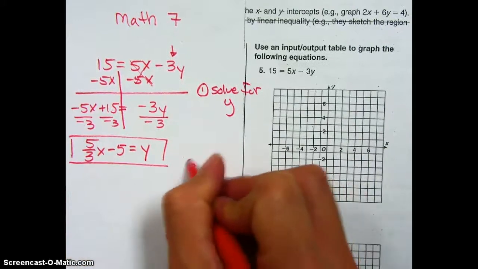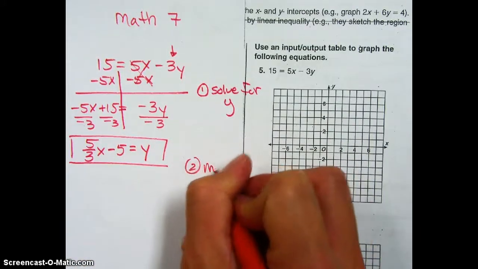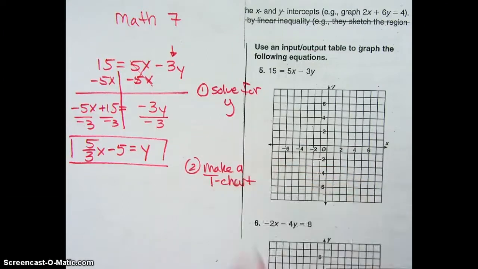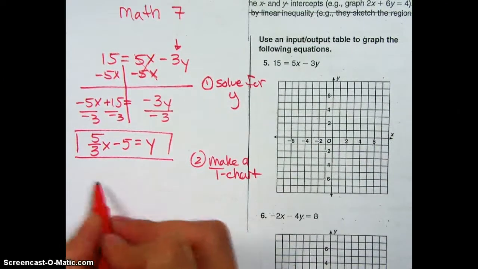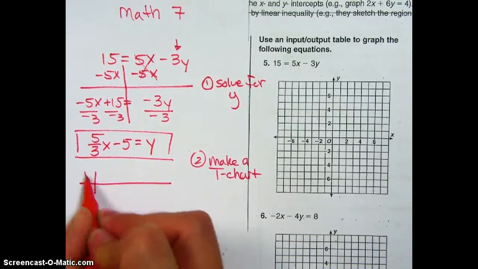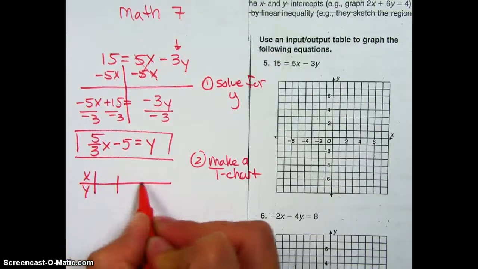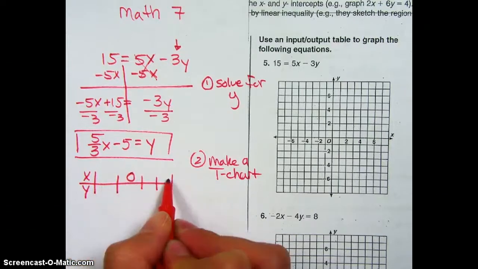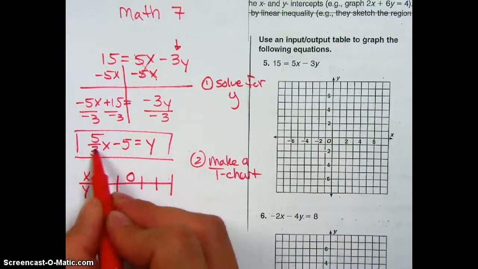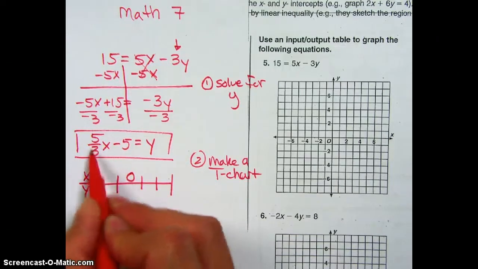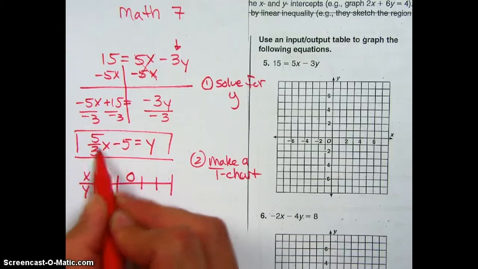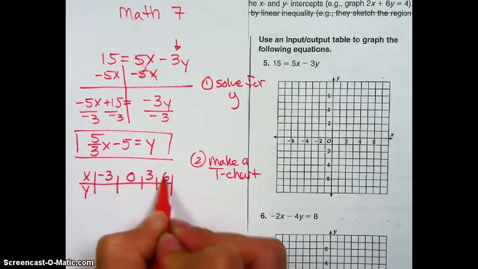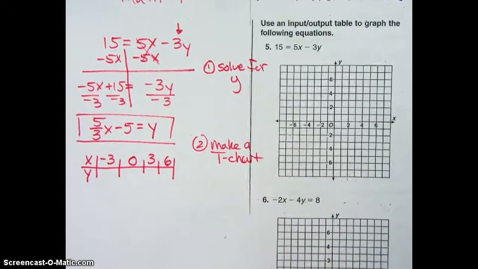Step number 2 would be to make a t-chart. Make yourself a little information chart. I'm going to show you the little advanced way to do this. I know in class I talked about using the numbers negative 1, 0, 1, and 2, but because I'm dealing with a fraction, it is easier to use numbers that are multiples of the denominator. So I'm going to use negative 3, 0, 3, and 6, and I'm going to show you how that makes life so much easier.